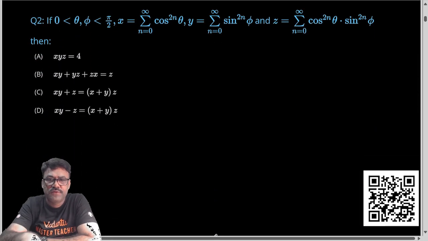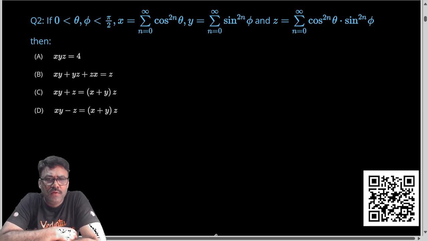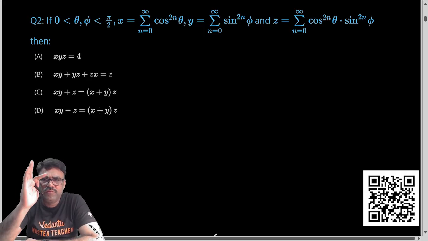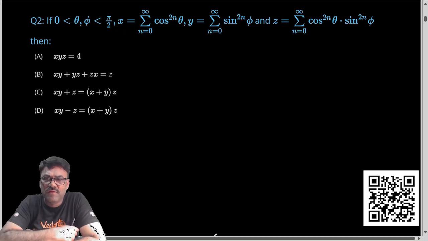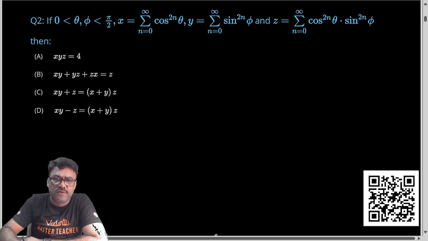Here is the next question. It is based on sequence and series, basically based on GP. All these x, y, z are basically GP. So first you have to calculate the values of x, y, and z, and then you have to relate them. What is the relation between x, y, and z? So let's calculate.